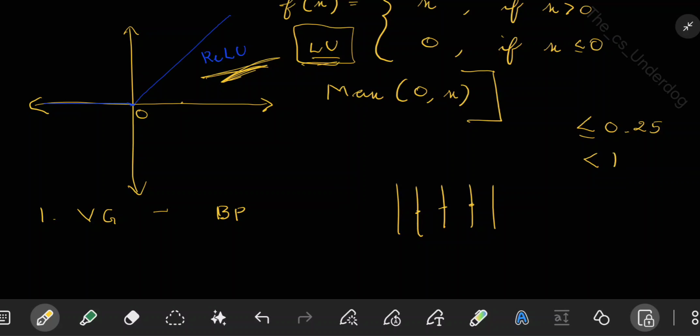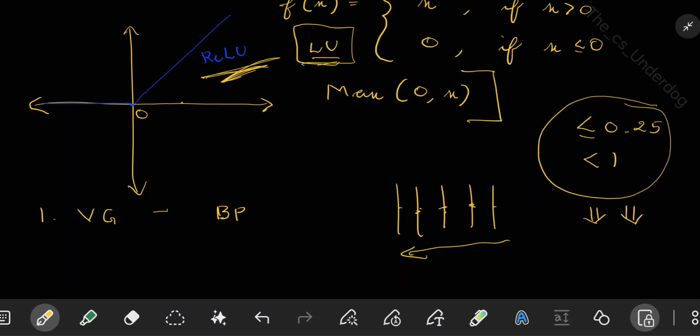So in both the cases, if you multiply these values, then it is going to become smaller and smaller, which means by the time you reach the earlier layers, the value gets multiplied so many times that it will be as good as ignoring. It will be very close to 0. This is the problem of vanishing gradient. We saw sigmoid is suffering from this. Tanh is also suffering from this.